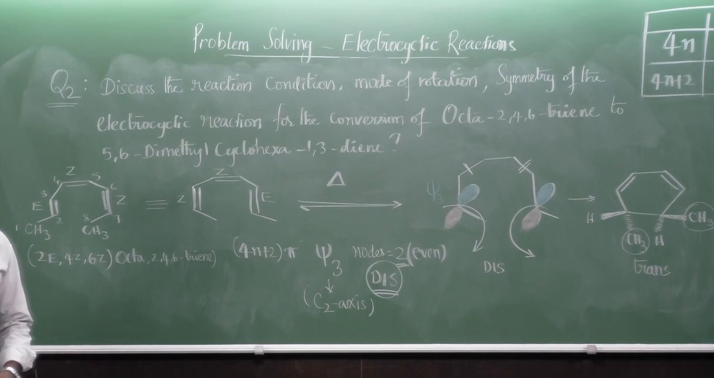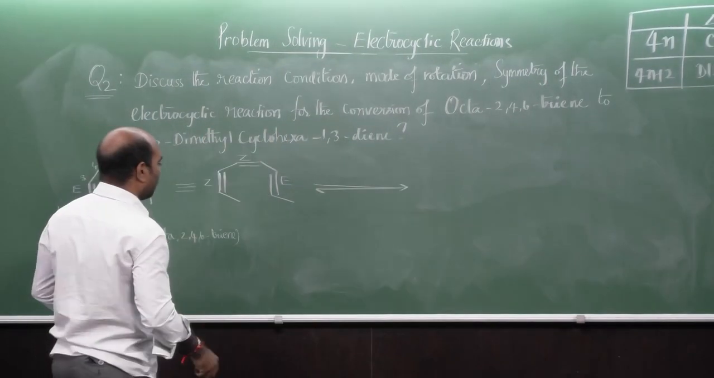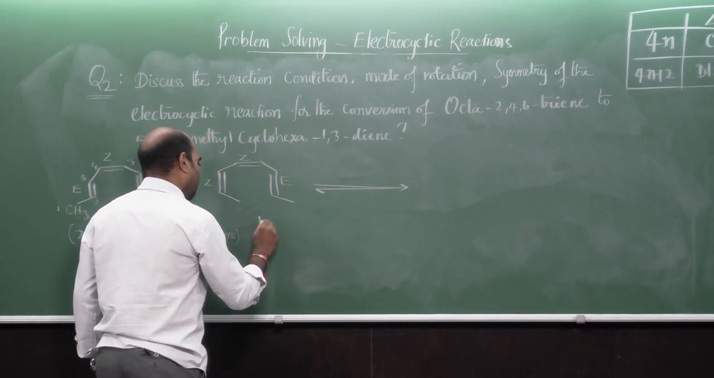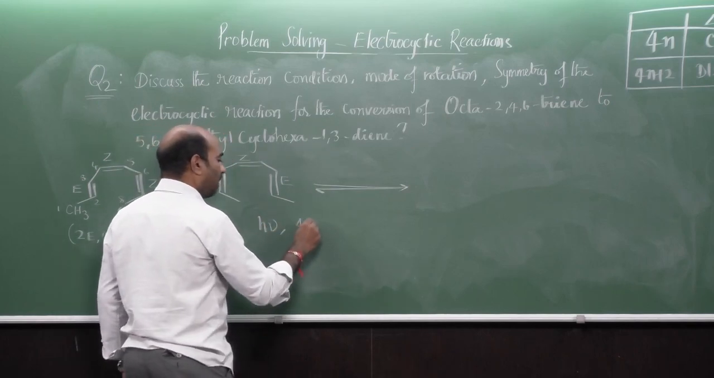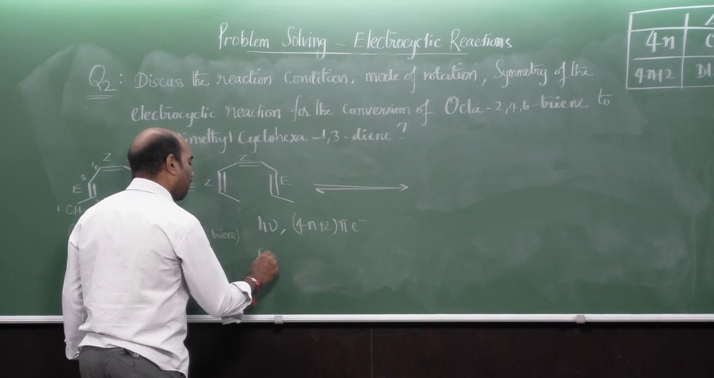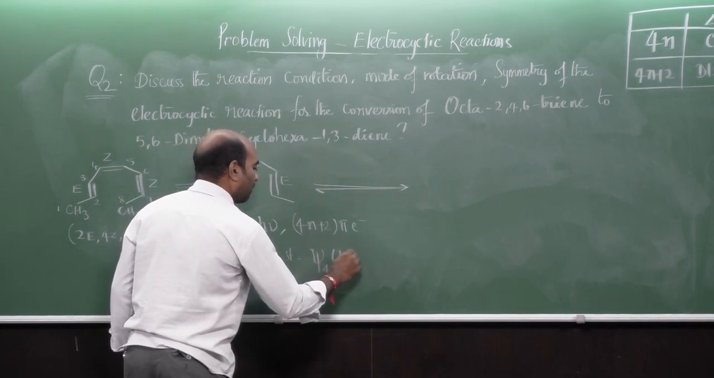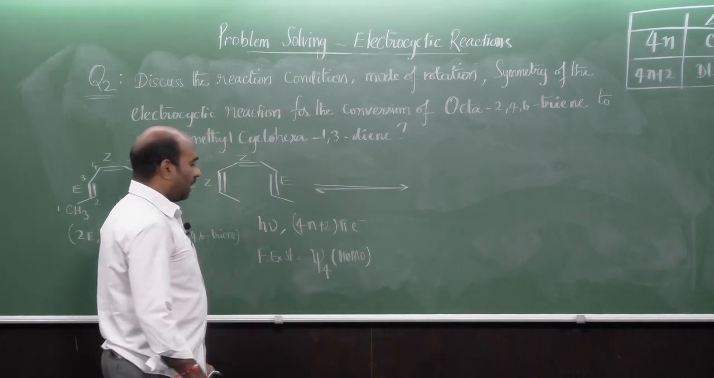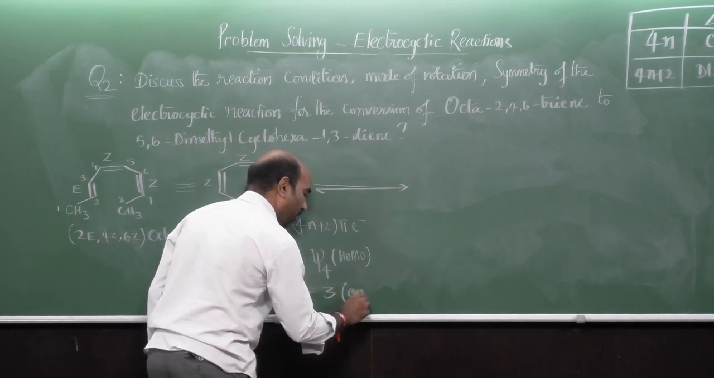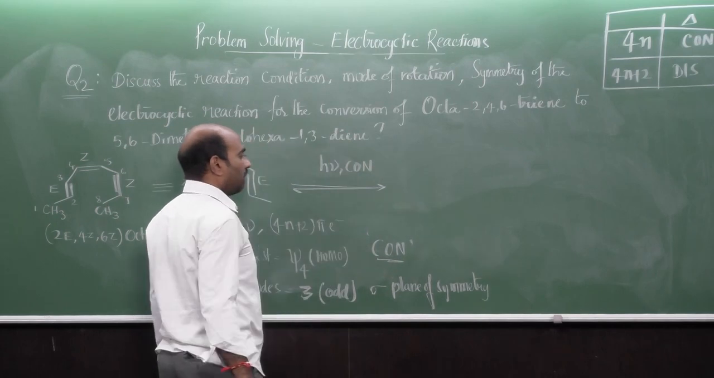So, the same reaction if you are asked to perform under photochemical condition, what is going to happen? Everything changes. So, the same molecule, this one we are taking under photochemical condition. This is a 4n plus 2 pi electron system, and the HOMO should be chosen from the first excited state. HOMO will be psi 4, and the number of nodes for this molecular orbital is 3, which is an odd number. So, under photochemical conditions, therefore, we perform the con mode of rotation.